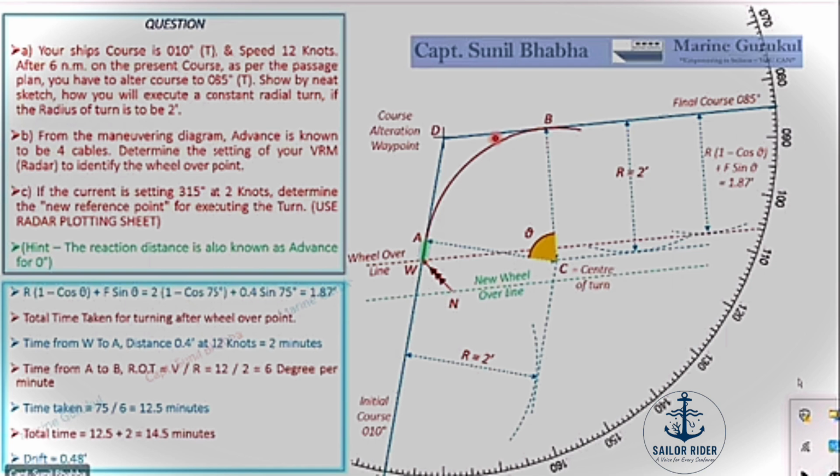So beta, have a good look now at the plot and let me know any doubts coming in. Go ahead, beta. Sir, in this case, suppose if the current was 135 degree in the same scenario, so in that case, we will have our new wheel over line even after point alpha. Yes, that's correct, beta. That's right. Okay, sir. Because the current will be pushing you in an opposing direction. So you will need to go a little farther than the original wheel over line. Okay, sir.